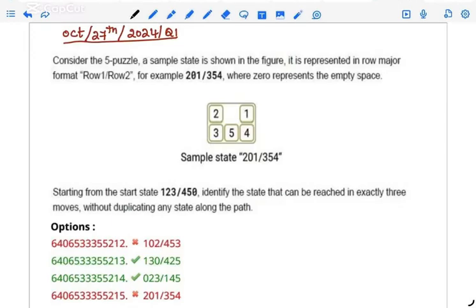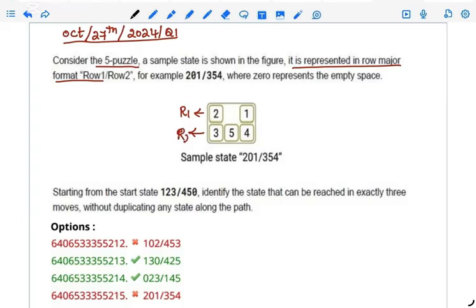Friends, this question is from the Quiz 1 question paper. Consider a 5 puzzle, a sample state shown in the figure. It is represented in a row major format, row 1 and row 2. For example, 2 0 1. So this is row 1 and this is row 2.